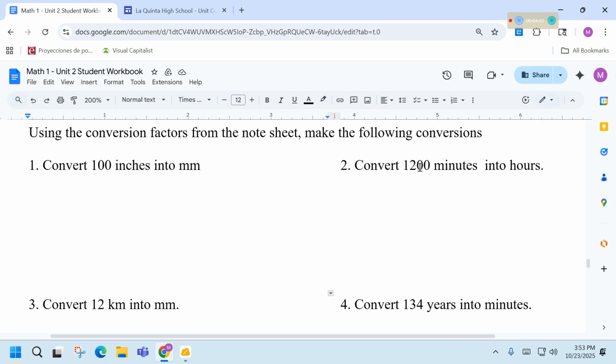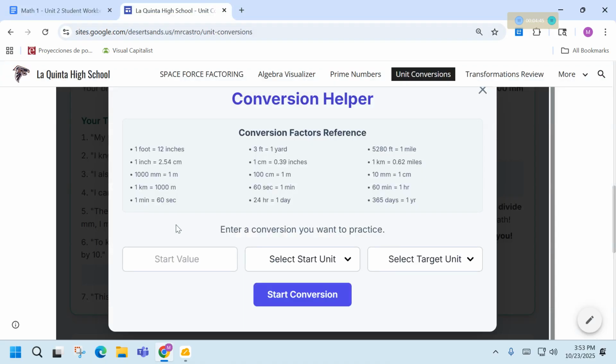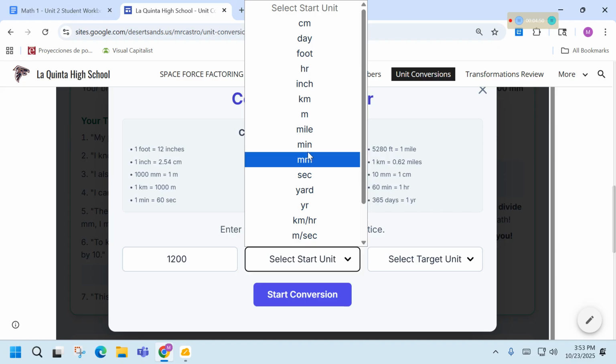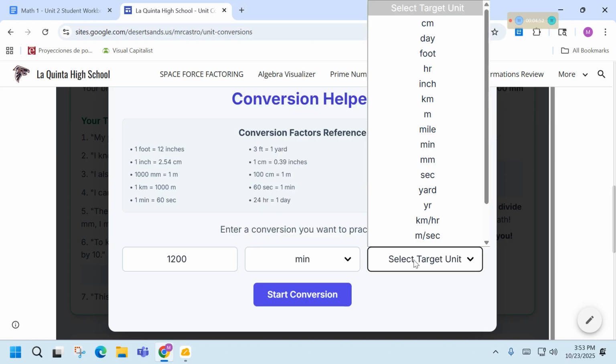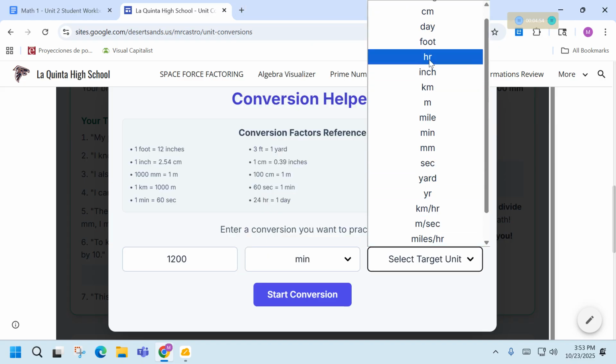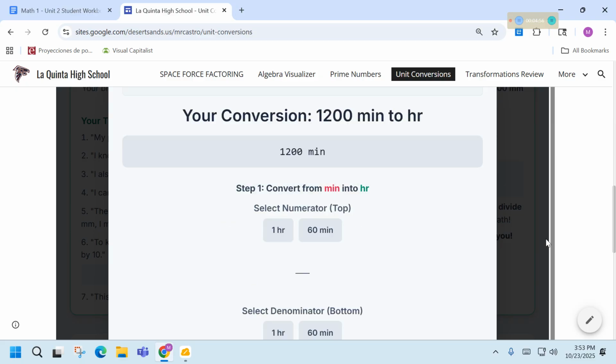Okay, so if we go look at number 2, it says convert 1,200 minutes into hours. So you would go here and press 1,200, then you would go there to minutes, and then you would go here to hours, HR is hour, and hit start conversion.